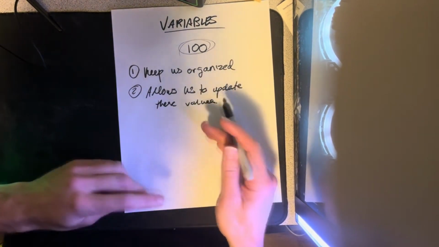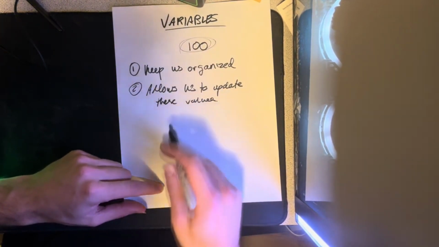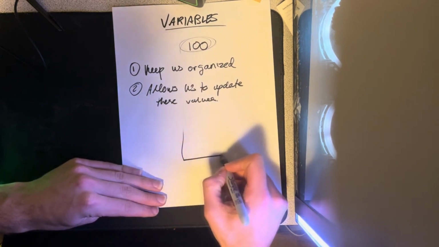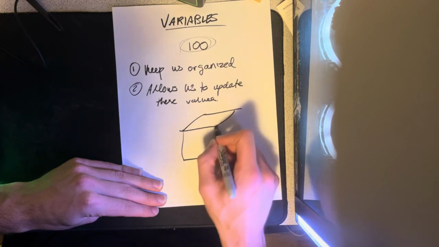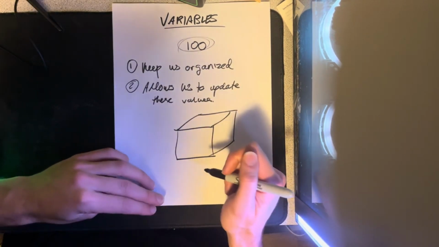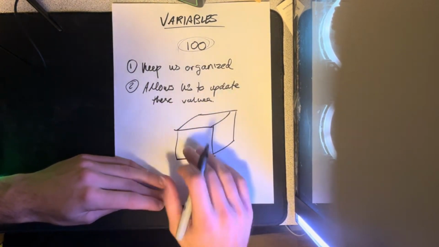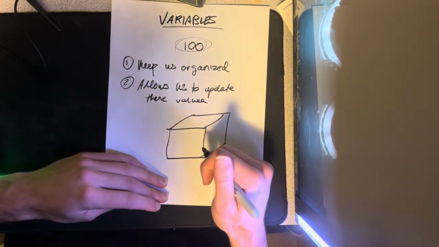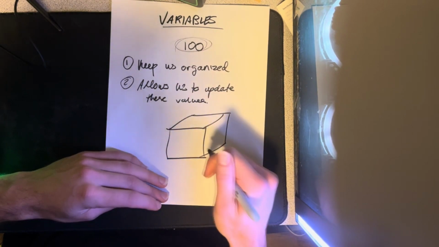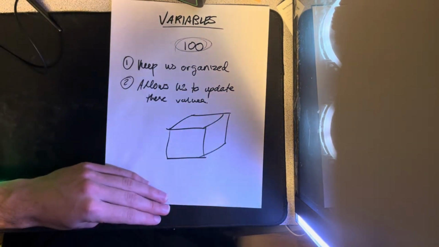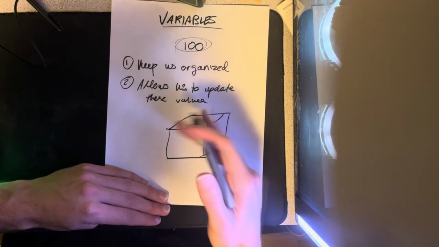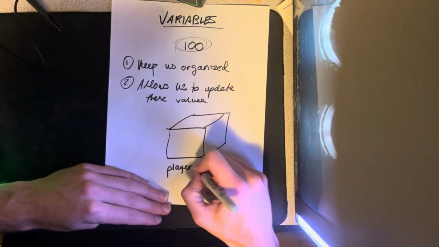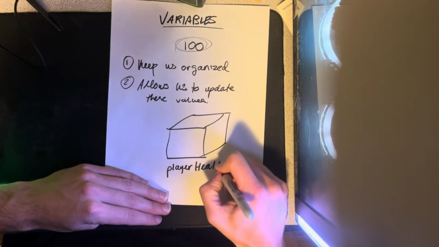Okay, so how does a variable work? Well, in real life, you could imagine a variable like a box. This is a variable. I have just created a variable. And this variable, I'm going to give this variable a name. You have to give all your variables a name. Otherwise, this whole point's useless. So I'm going to say that this variable is called player health.